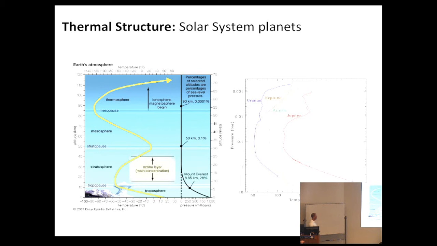The existence of thermal inversions in the atmospheres of our solar system planets is caused by the irradiation from the sun and the existence of chemical species that are absorbing shortwave radiation from the sun and heating the atmosphere.